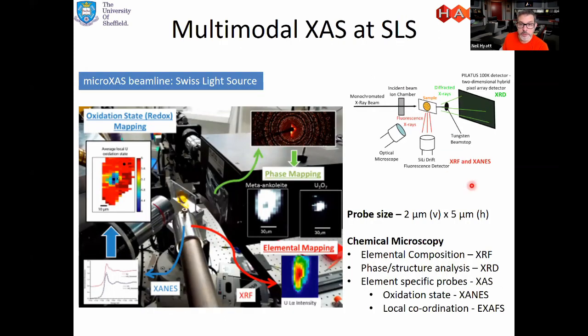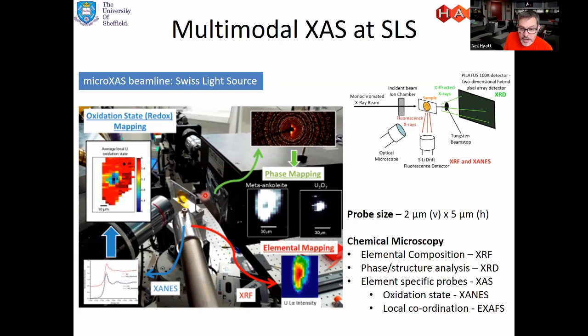This slide summarizes the X-ray techniques used in this study at the microfocus beamline at the Swiss Light Source to spatially resolve information about element composition, phase composition, and uranium speciation, primarily oxidation state. The micro XAS beamline is a hard X-ray beamline on an undulator source with a flux of about 10^12 photons per second at 400 milliamp ring current. The size of the X-ray beam is governed by focusing using a set of Kirkpatrick-Baez mirrors to give a spot size at the sample of about 2 by 5 microns.